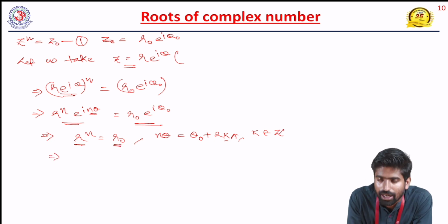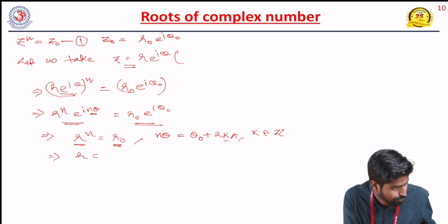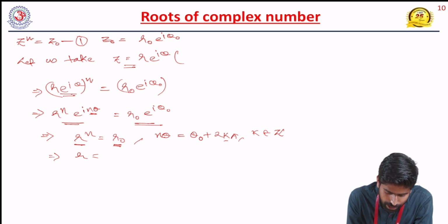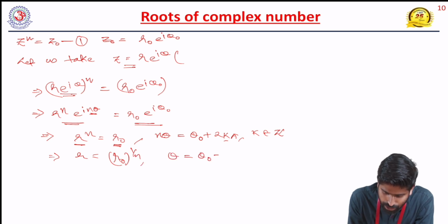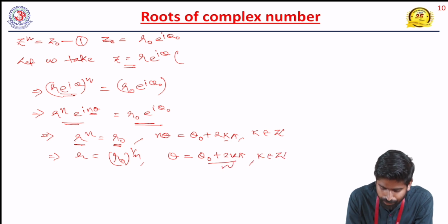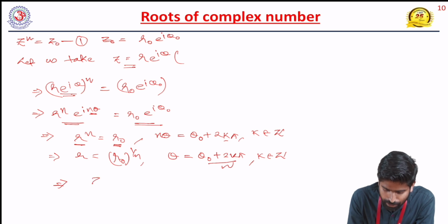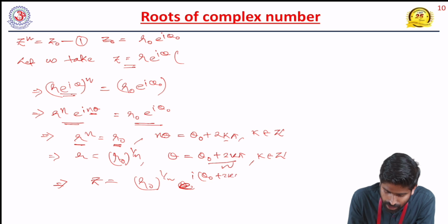If you observe this one, r and r₀ are real numbers. So r will become r₀ to the power 1 by n, and θ, if you solve this equation, it will become (θ₀ plus 2kπ) by n, where k belongs to Z. Correct? So this implies our z will be nothing but r₀ to the power 1 by n e to the power i of (θ₀ plus 2kπ) upon n, where k belongs to Z.